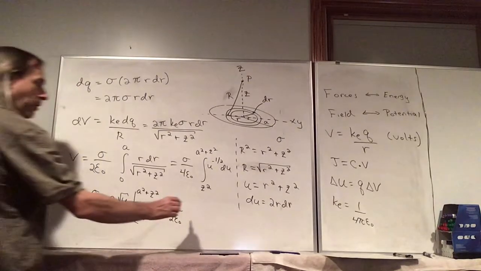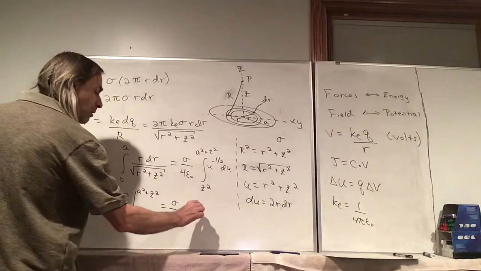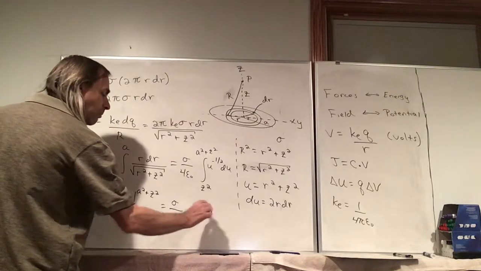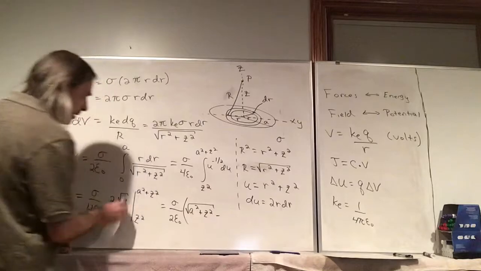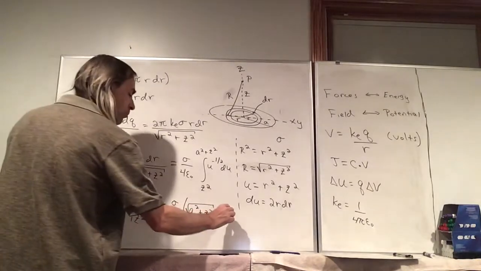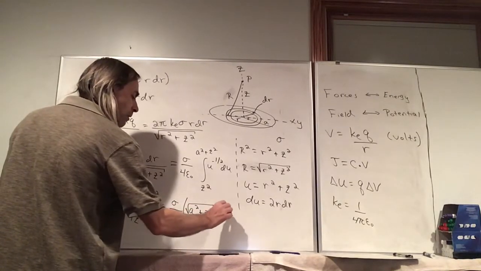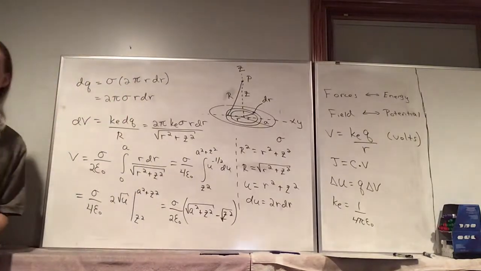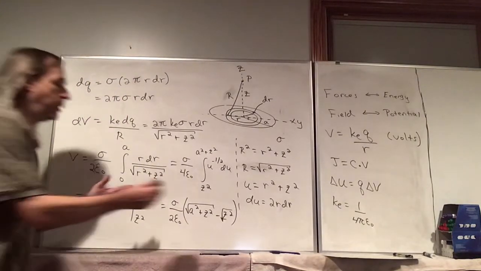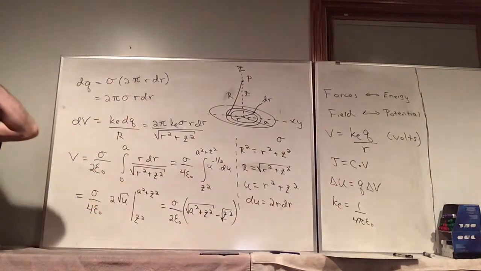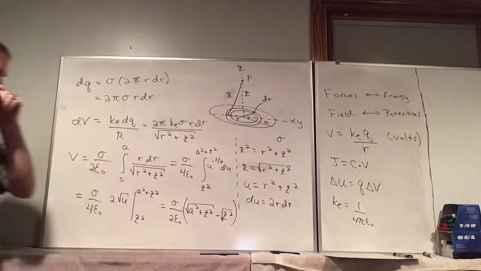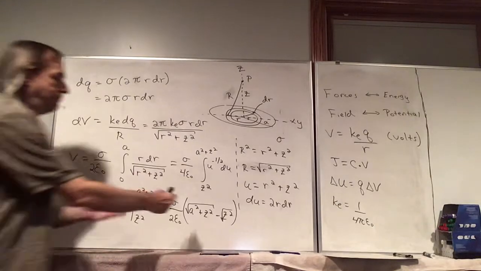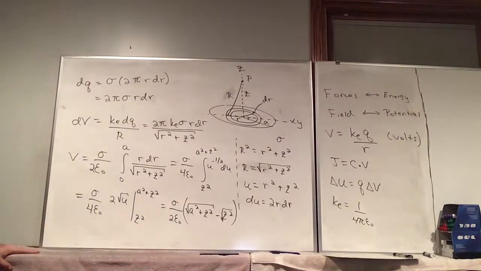So we have the square root of a squared plus z squared minus, I'm going to leave it as the square root of z squared just because of symmetry kind of. We could just write that as z because z is a positive number. But I prefer to leave it this way.